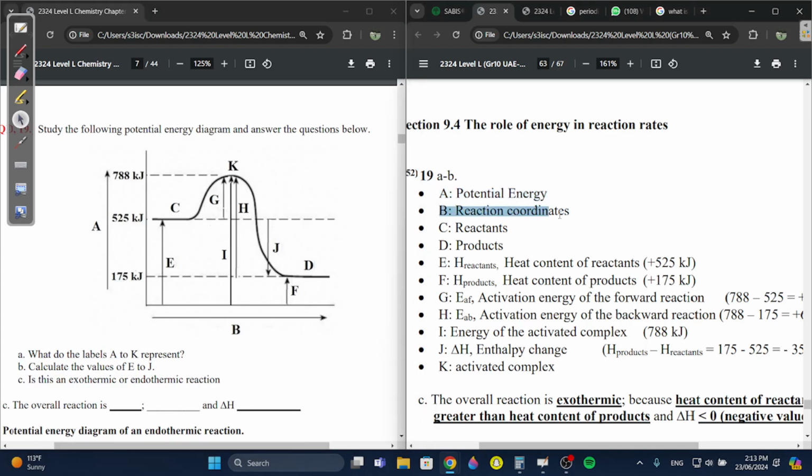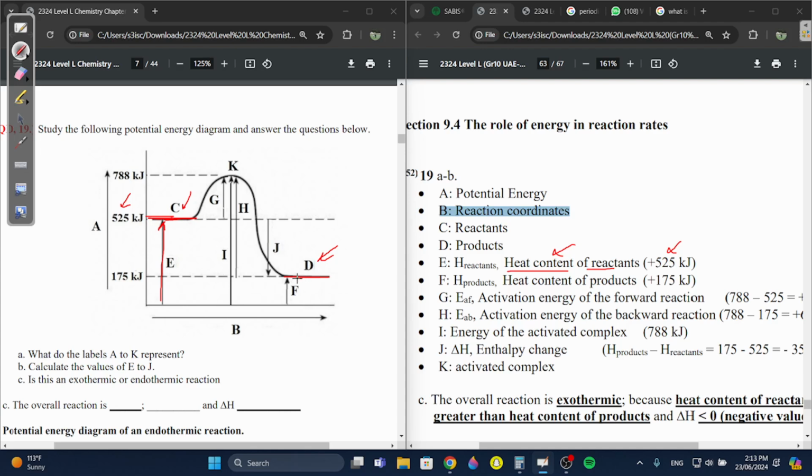B would be the reaction coordinates, as it goes. C would be the reactants. What am I starting off with? It's my reactants. D is obviously the products. What am I left over with? Then E would be the energy of my reactants. How much energy do my reactants have? So it would be what they call the heat content of the reactants. And then they put the value of it. You just look at the value.